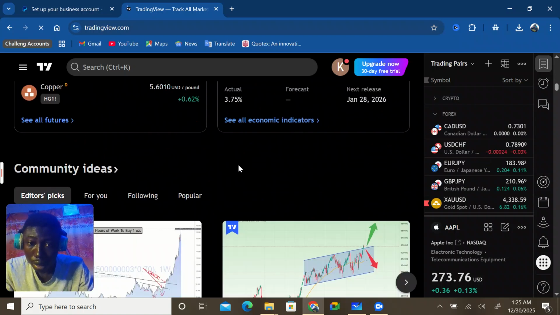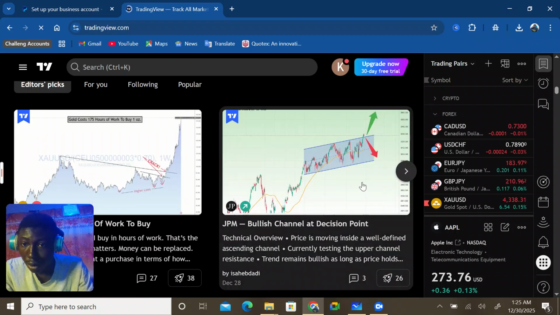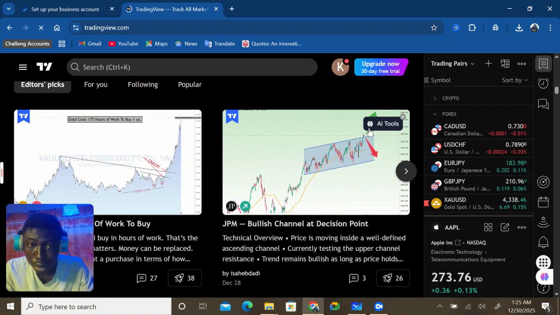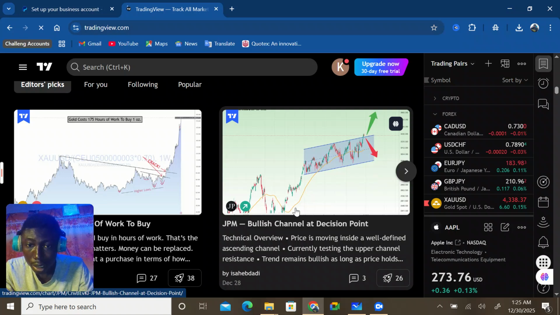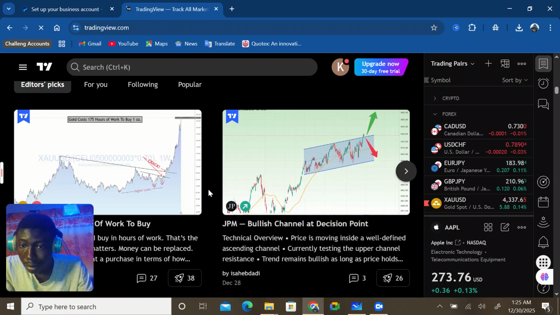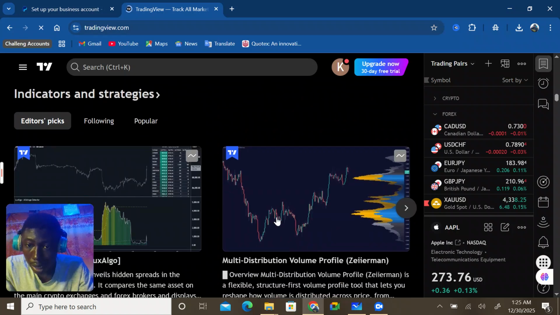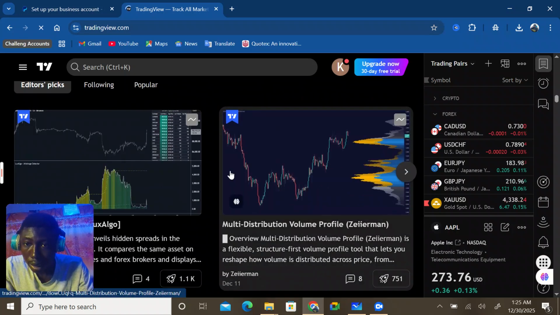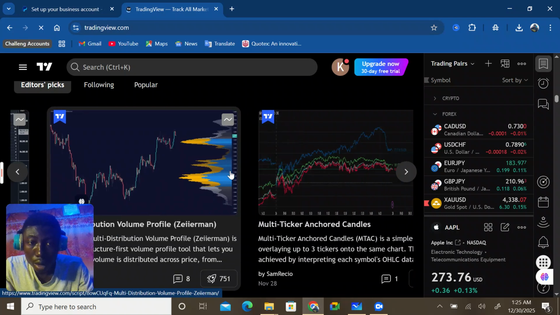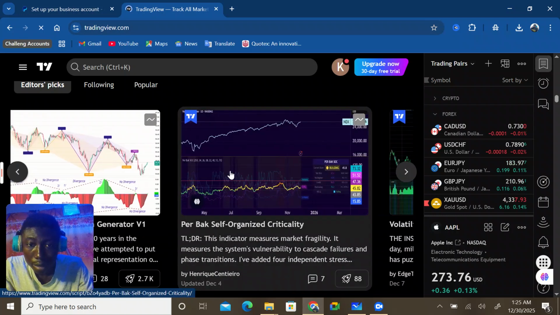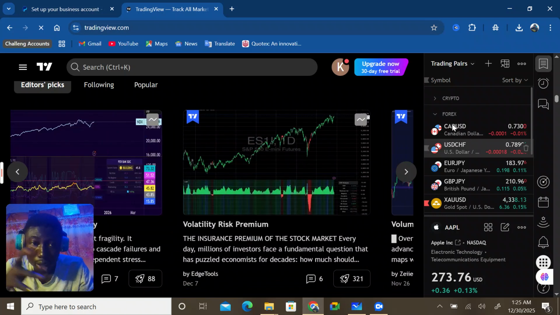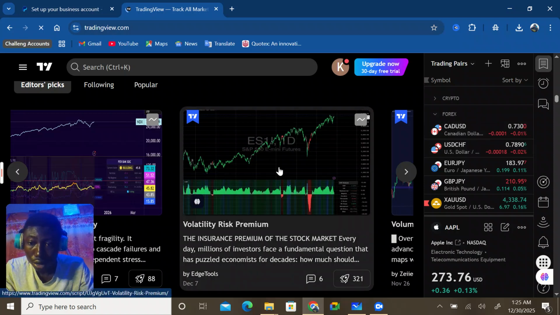Okay, so we have TradingView community ideas. It's one of the community ideas. So somebody is saying you can go buy or sell JTM, and there are a lot of others here. So strategies, indicators. If you don't know how to use any indicators, you can come here and find it over here. Do research. You find it by that. That's not what I'm coming to show you, by the way.